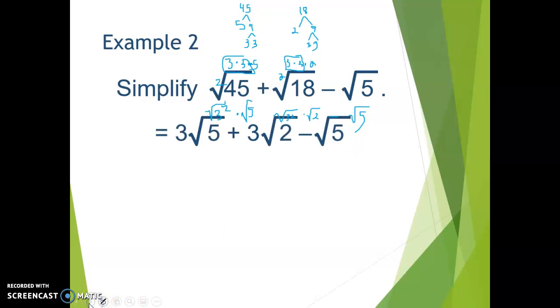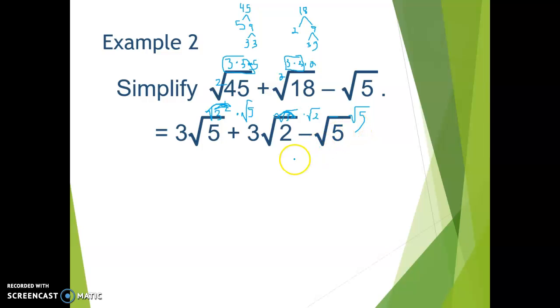All right, let's go to our next step here. These cancel, and so this becomes 3 times the square root of 5. And the root and the exponent cancel here, so we get 3 times the square root of 2. And then we're left with root 5.